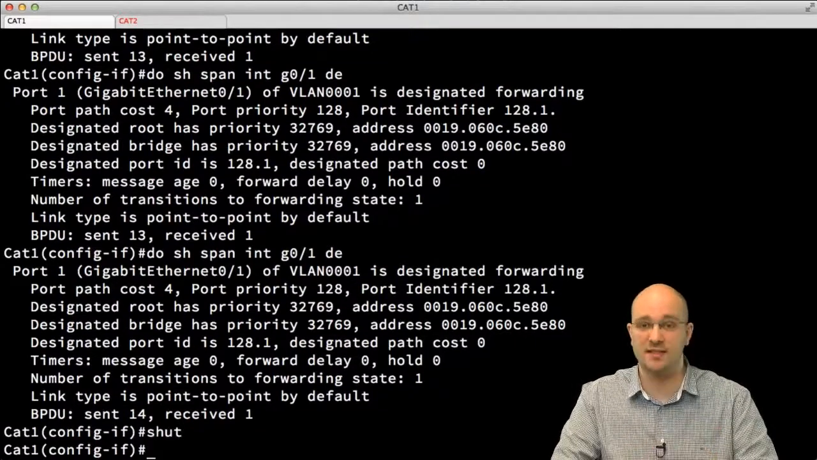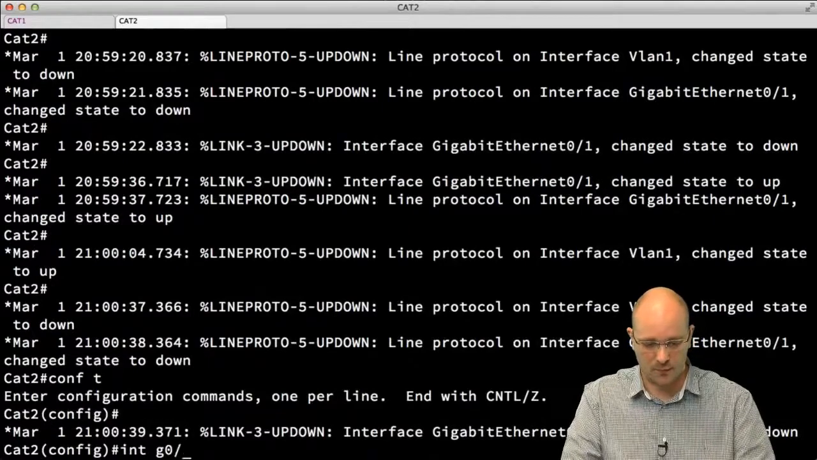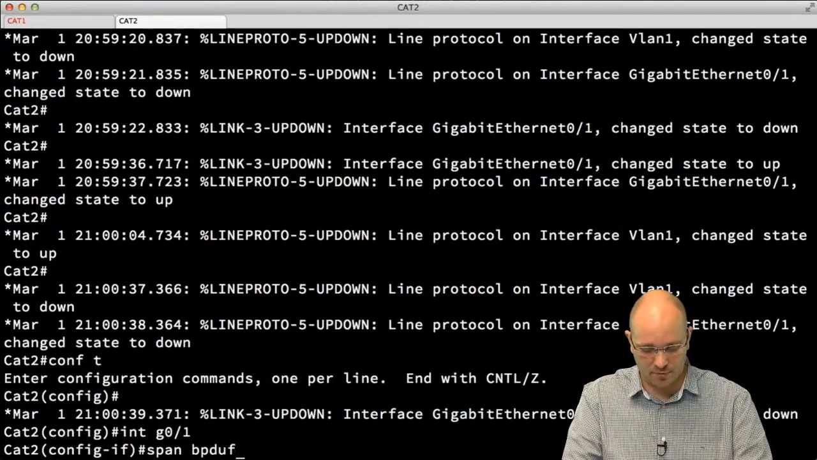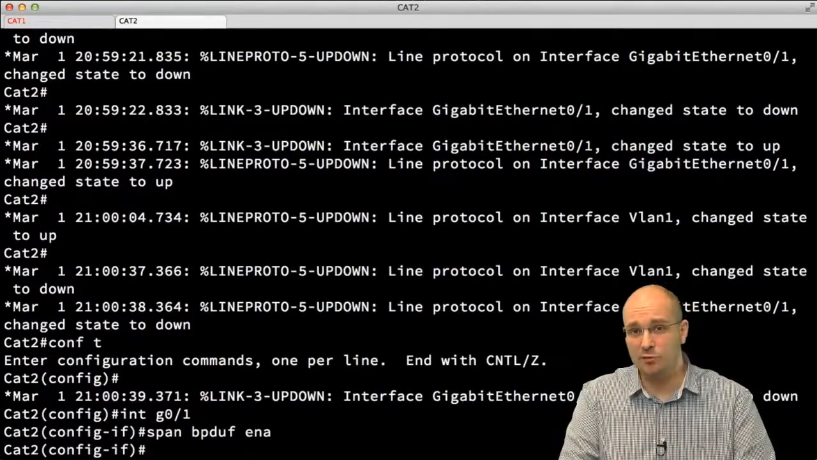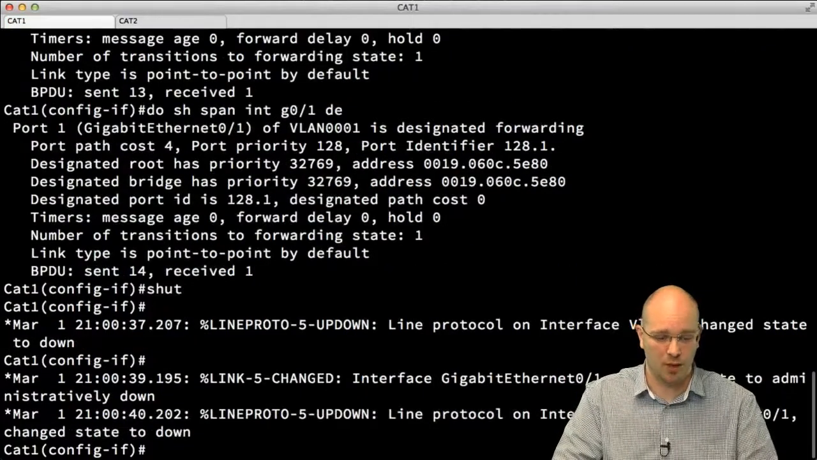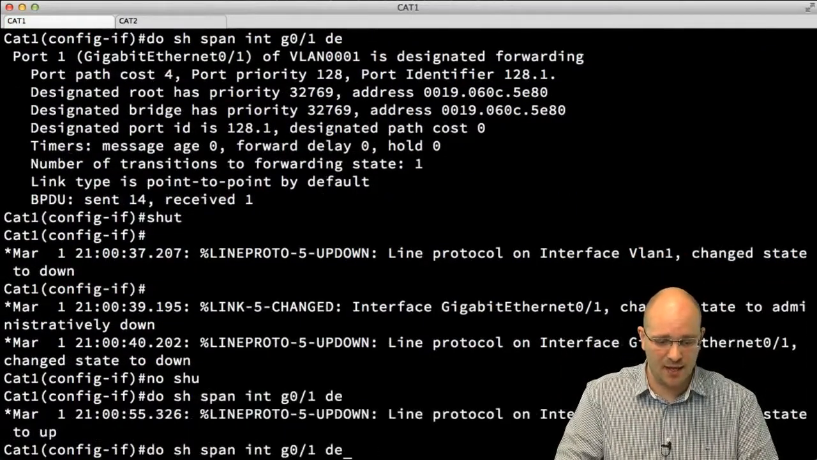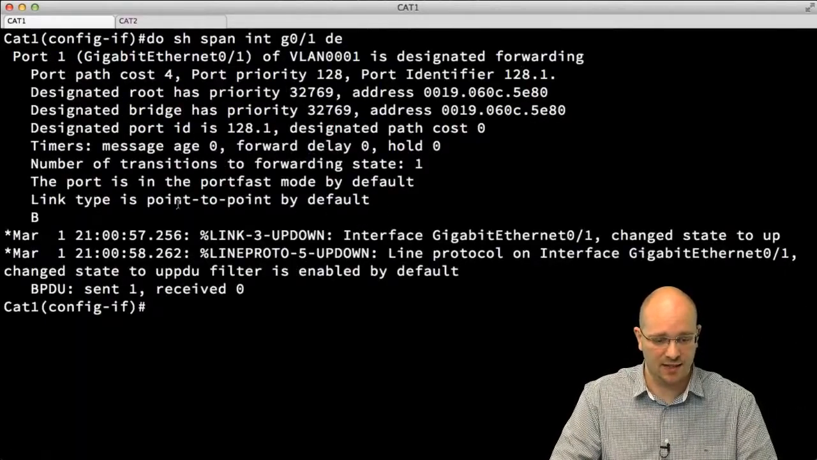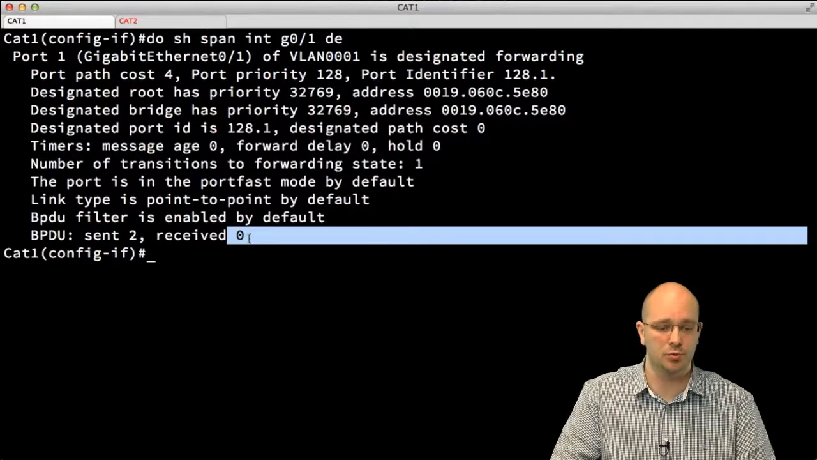So I'm going to shut this link down now, and on the Cat2 side, I'm going to say spanning-tree bpdufilter enable on the interface itself. This will prevent Cat2 from sending any BPDUs to Cat1. And now, if I do no shutdown, and if I repeat my show spanning-tree interface detail command, I will see that I'm receiving no BPDUs.